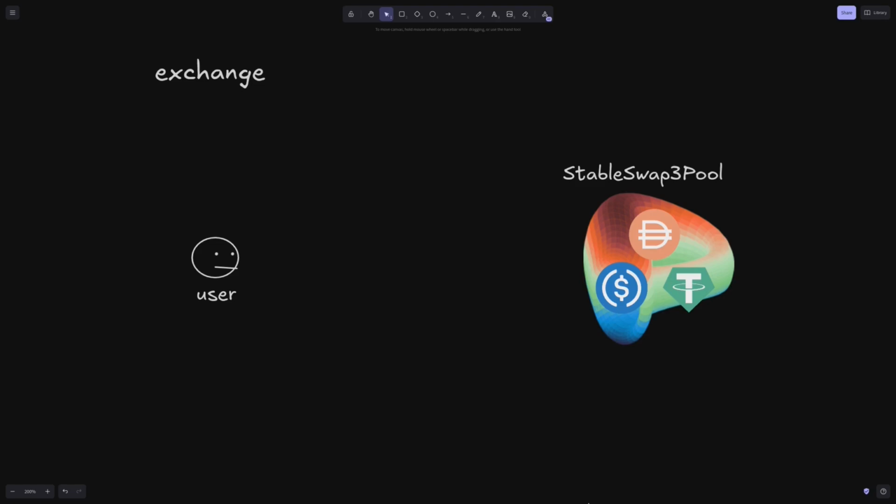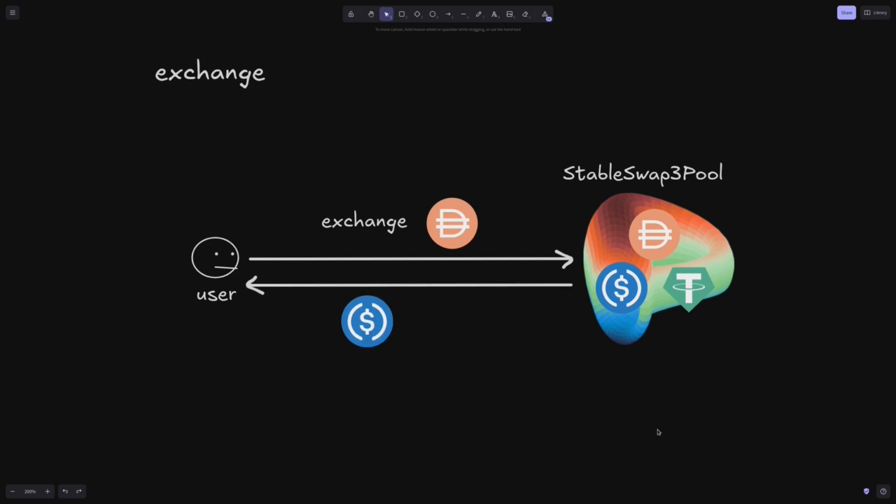To swap tokens with the Curve V1 AMM, a user will call the function exchange. For example, let's say that this user wanted to swap DAI for USDC from the StableSwap3 pool contract. First, they will call the function exchange, specifying that the token in is DAI and the amount of DAI to swap. The StableSwap3 pool contract will transfer the DAI in from the user over to the pool contract, calculate the amount of USDC to give back, and then transfer the USDC from the pool contract over to the user.